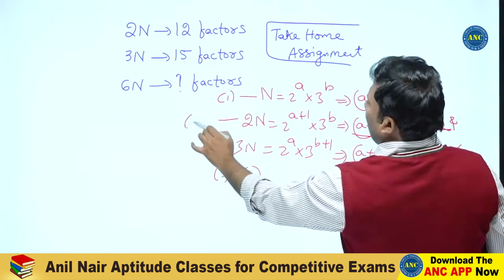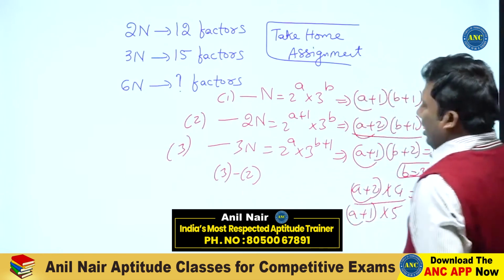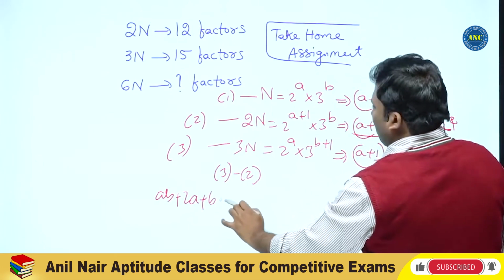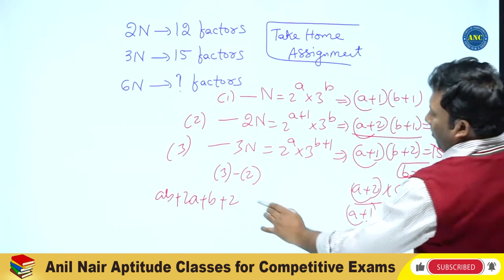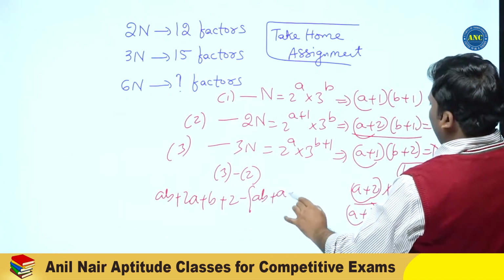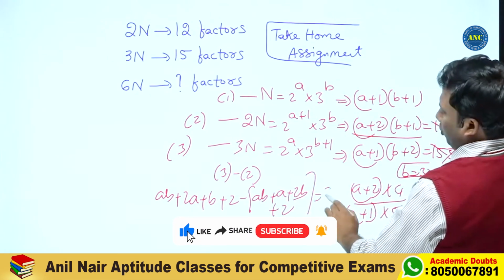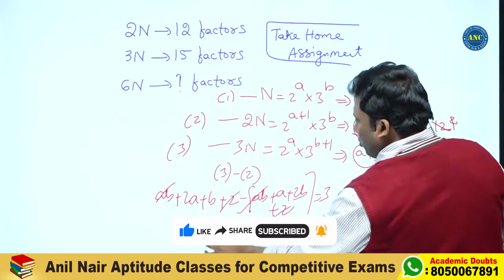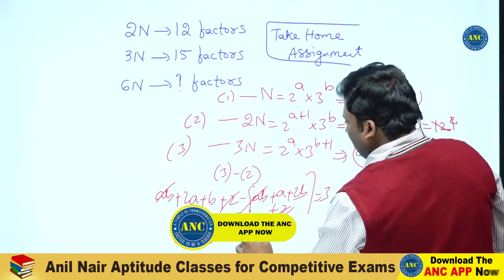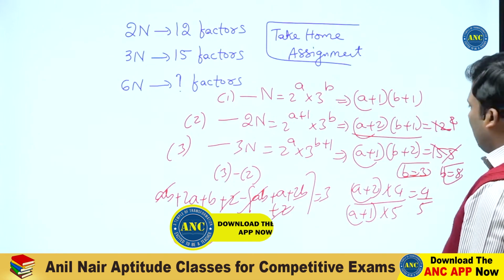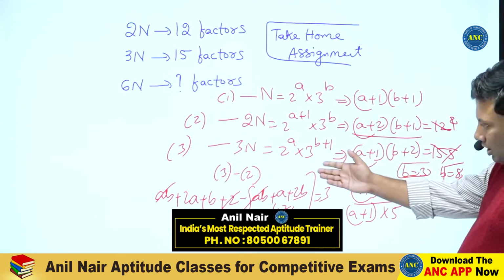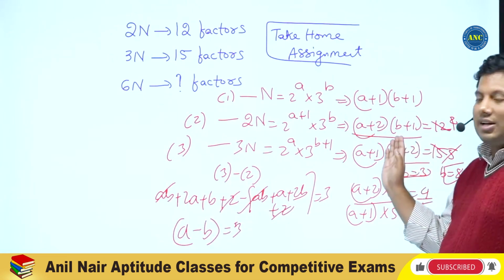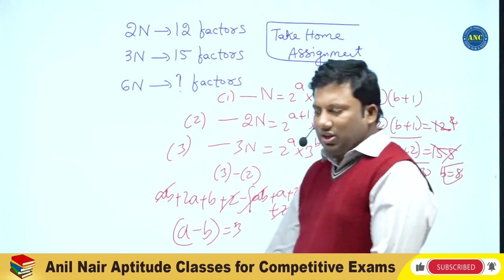Let me call it 1, let me call it 2, let me call it 3. 3 minus 2. If I do 3 minus 2, this will become ab plus 2a plus 2 minus of ab plus a plus 2b plus 2 equivalent to 3. I'm just giving another idea. ab minus ab cancel. 2a minus a, plus 2 minus 2 cancel. a minus b equivalent to 3. Am I right? So this is nothing but 12 by 5. I subtracted it. From there, factorize 3 as 1 into 3.